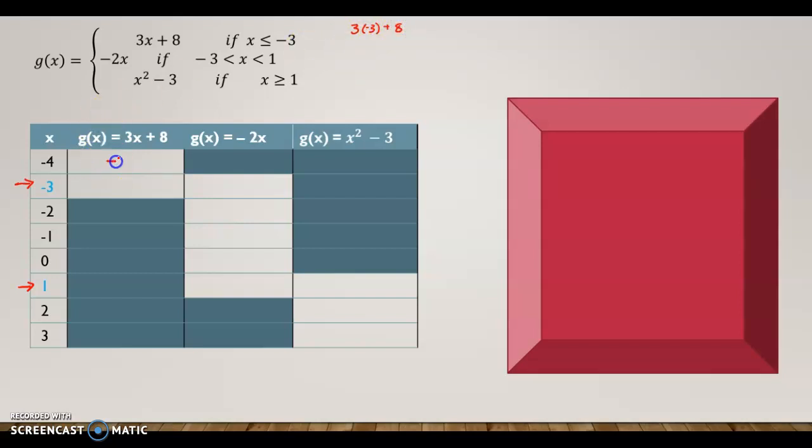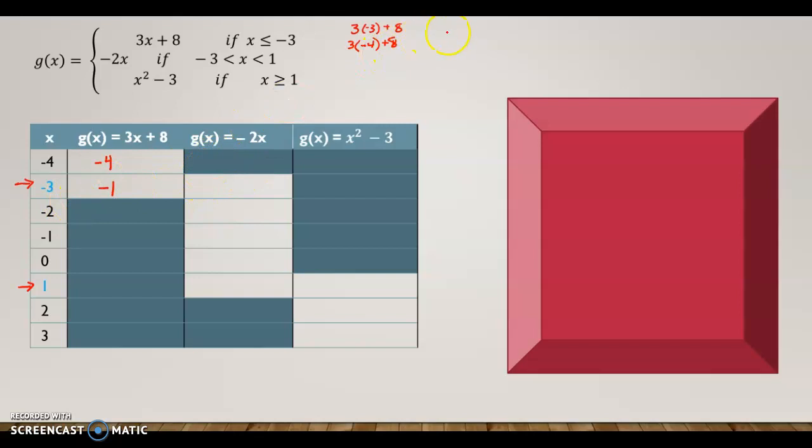-9 plus 8 is -1. Or 3 times, whoops, that was -3. Sorry about that. I started at -3 going down. So that would actually be the -1 going here. And then the 3 times -4 plus 8. It's going to be -12 plus 8, or -4. So you've got 2 points for the first one. At -3 goes into both places.